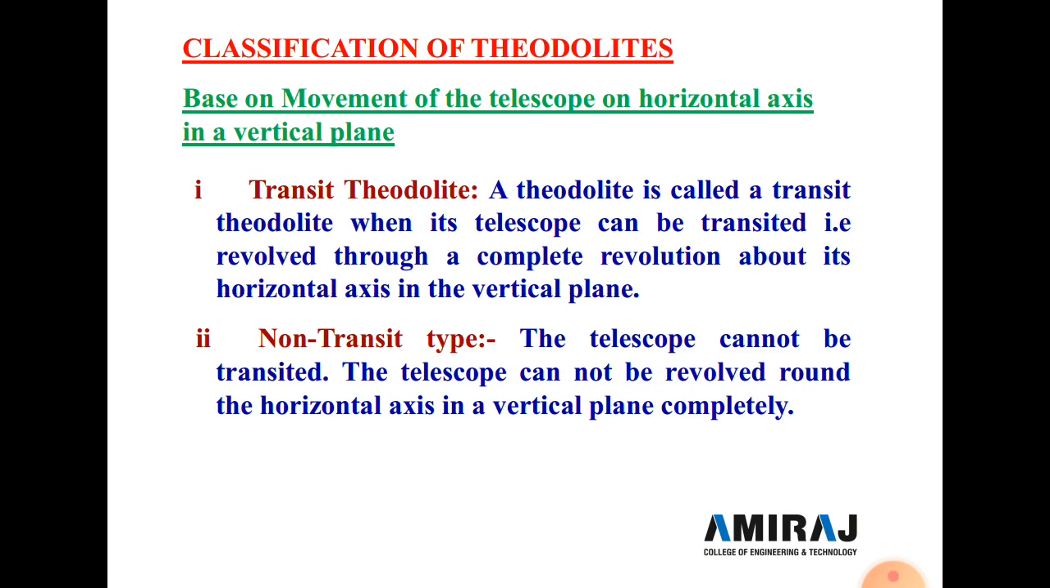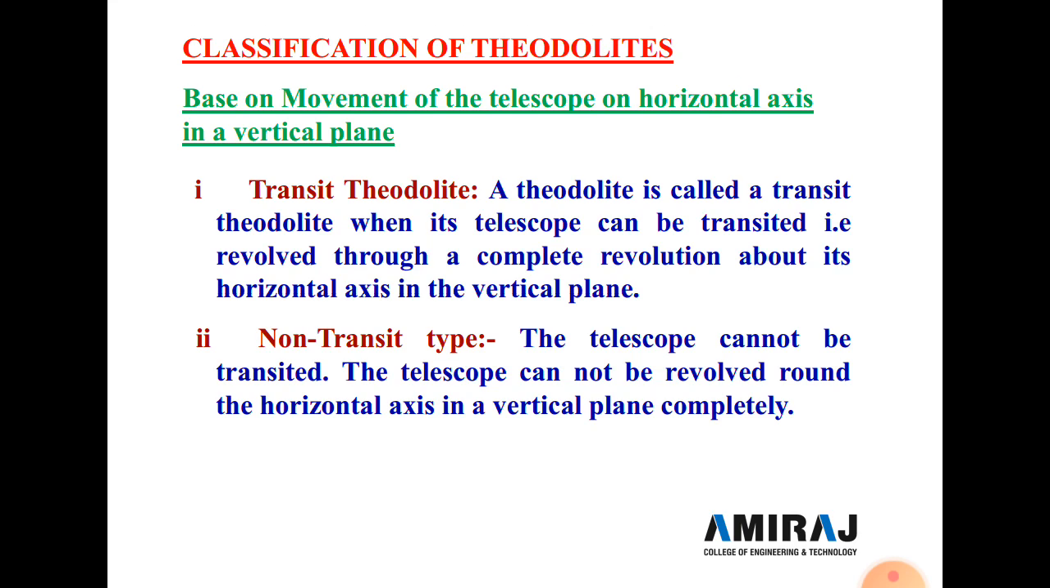There are two types of theodolite generally used as per the measurement of angles. Next we discuss the classification of the theodolite based on the movement of the telescope on a horizontal axis in a vertical plane. What is a transit theodolite? A theodolite is called a transit theodolite when its telescope can be transited or revolved through a complete revolution about its horizontal axis in a vertical plane.